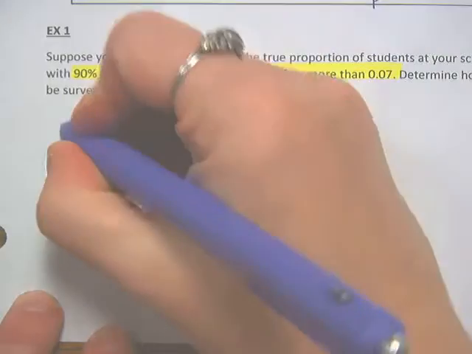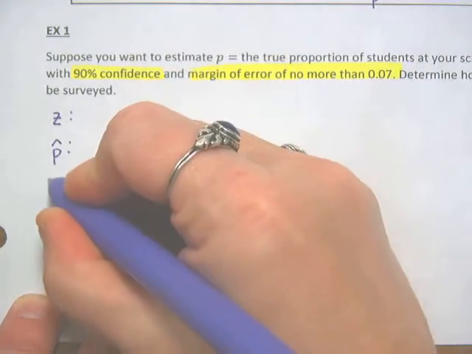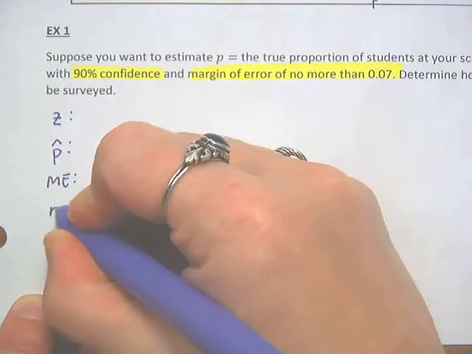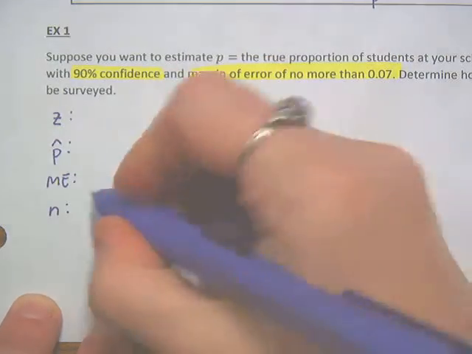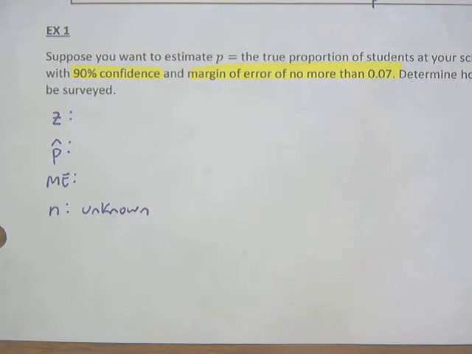So these are the things we need in order to plug into that fancy formula. We need Z, we need P hat, and we need margin of error. N is unknown. That's the whole point of today's notes, we are figuring out N, which is the sample size. That's what N has always been in the formulas we've been looking at for the last few months. So N is a sample size, and we don't know that. How many students do I need to ask? All right, look at your pink sheet and help me out.